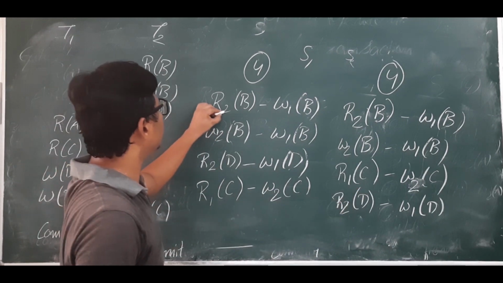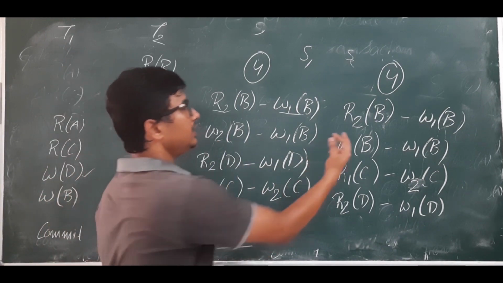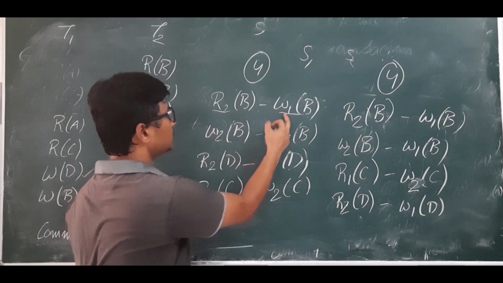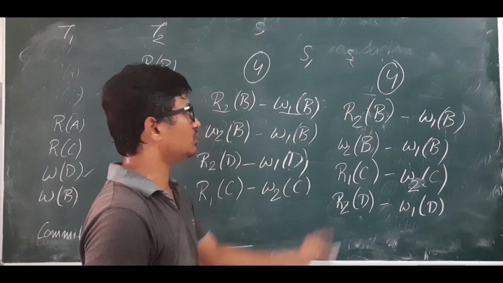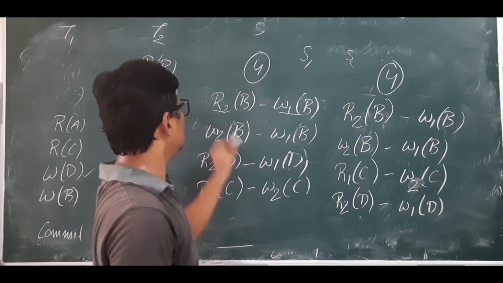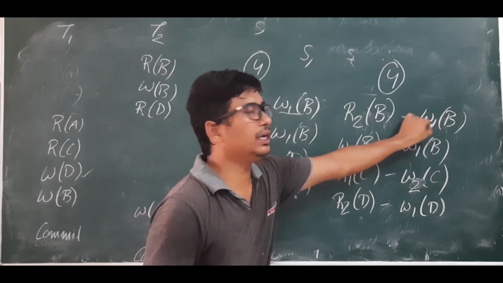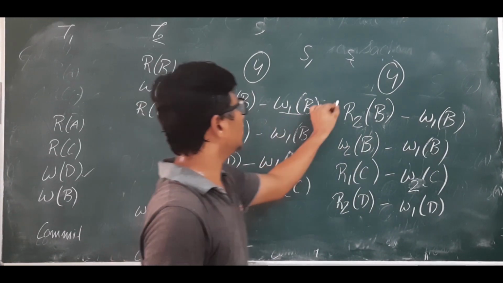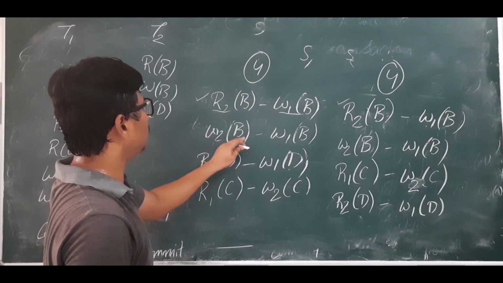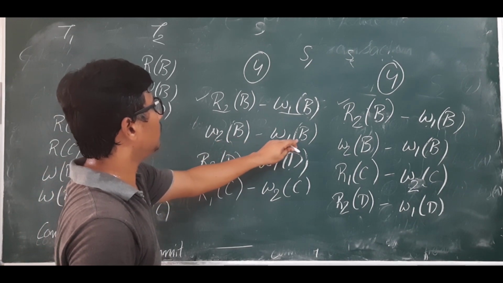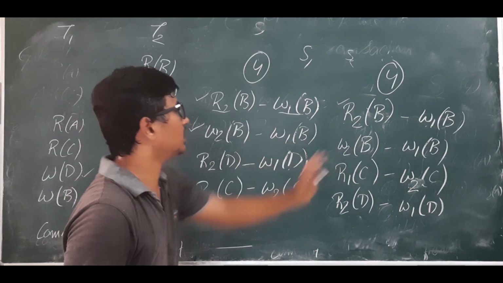And the second condition is that for each conflict operation, the order should be the same. So we will see read B, write B. Anywhere you find read B, write B on transaction 2 and transaction 1, if you see the same conflict operation is also there in the given question, read 2 of B, write 1 of B, so I can say that they are equivalent. Now we will see this one. Write 2 of B, write 1 of B. Here also we have the same. So these two are equivalent.